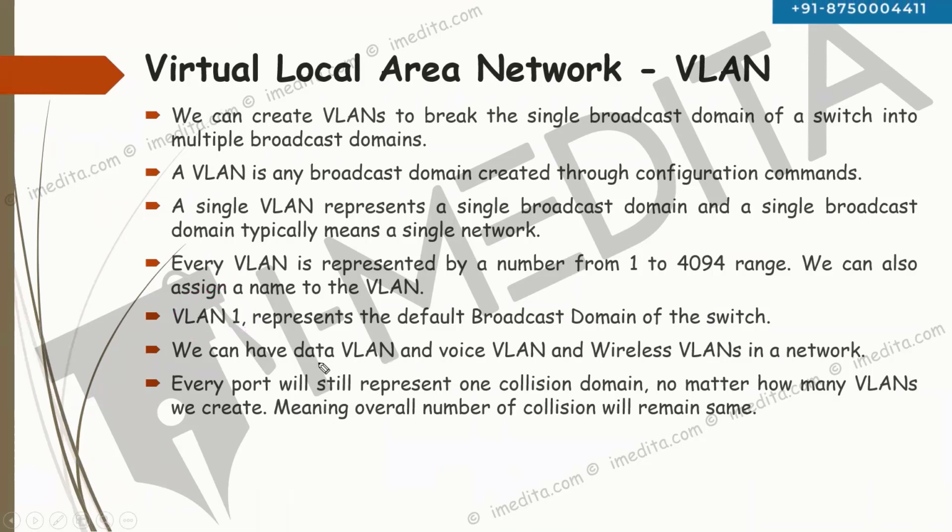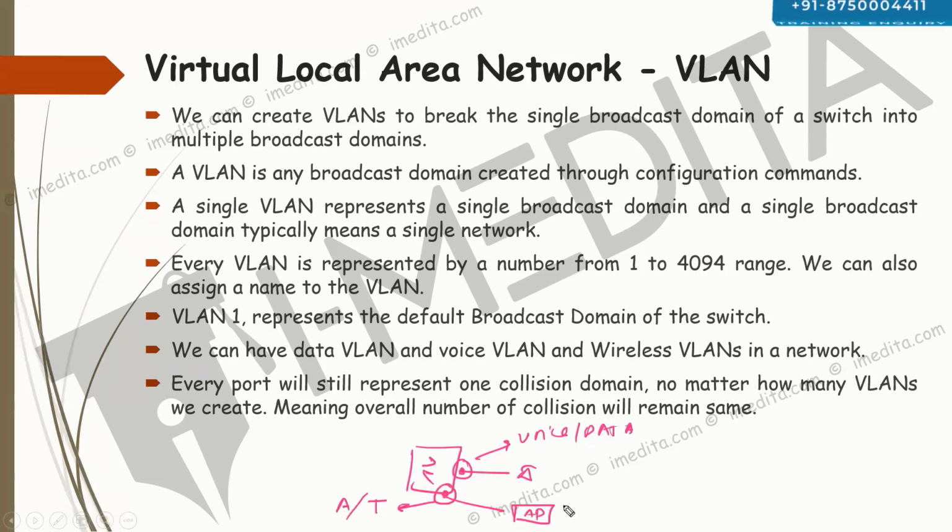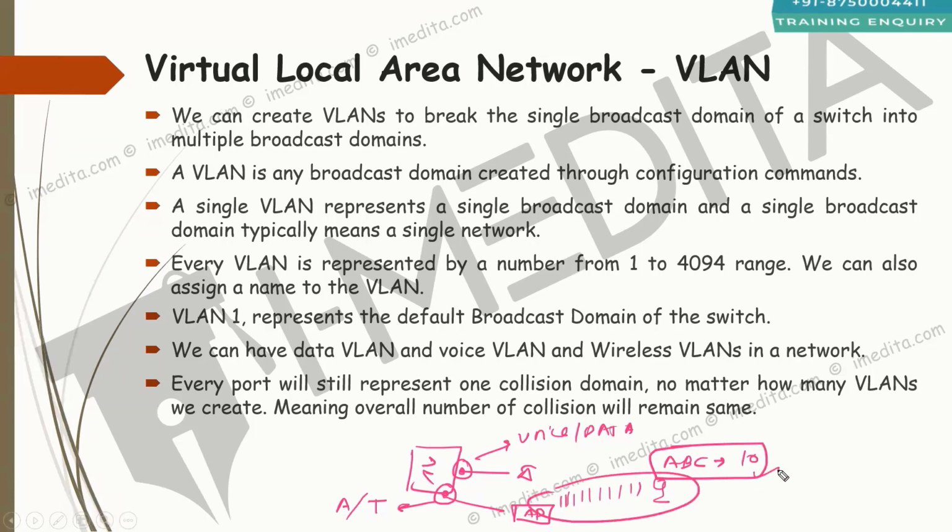We can have data VLAN, voice VLAN, wireless VLAN in our network. We can connect, for example, a switch with an IP phone, and I can place this in a particular VLAN to support our voice traffic, to support our data traffic. We can also have an access point connected here, and that port I can configure as a trunk port or as an access port. A particular user that connects to the network with SSID ABC is automatically going to be part of VLAN 10. So we can also map the wireless SSIDs with a particular VLAN.